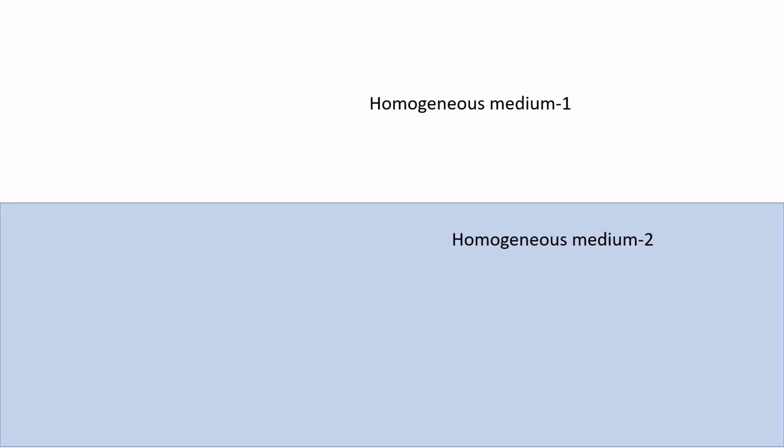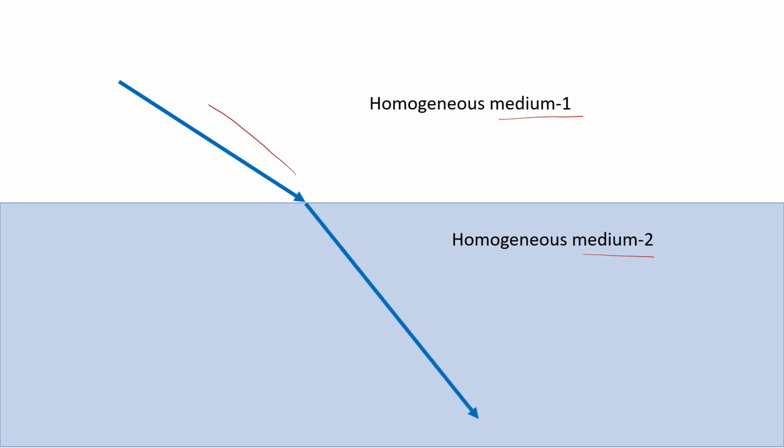Now, what happens when a light ray travels from one medium to another medium? Here both the mediums are transparent. So observe here. In medium 1 it is traveling straight. In medium 2 it is traveling straight.